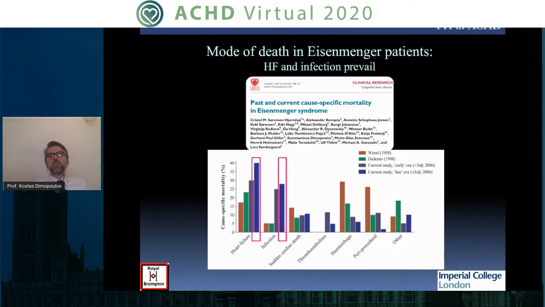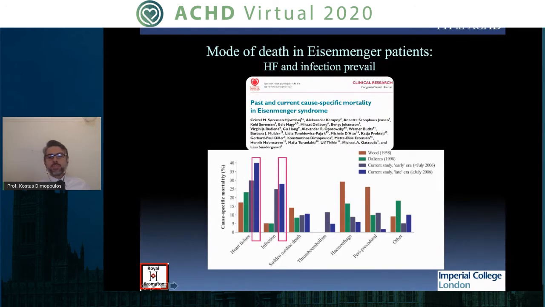Now, the mode of death, we said the mortality is high. What is the mode of death? The mode of death has changed over the years. You can see in the earlier reports that hemorrhage, usually hemoptysis, and also periprocedural complications were the most prominent modes of death. Nowadays, it's more heart failure and infection. Indeed, we have learned a lot about how we manage these patients. We avoid mortality from periprocedural complications because we tend to avoid any procedures in these patients unless absolutely necessary.